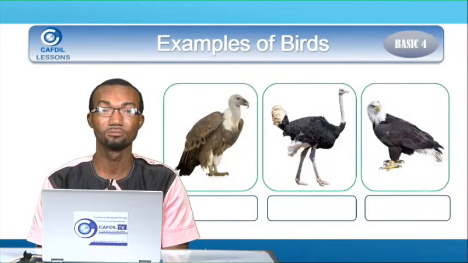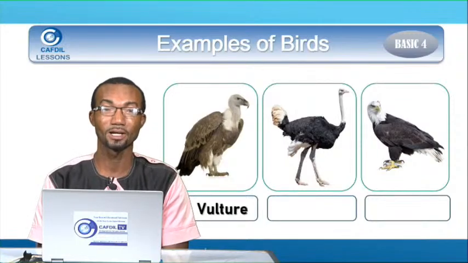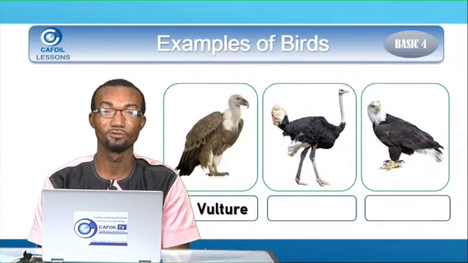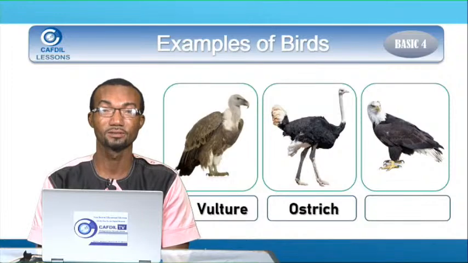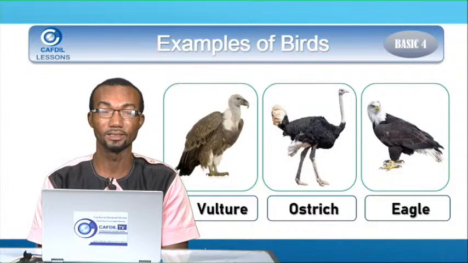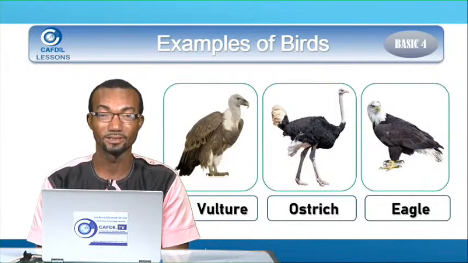Let's look at more. Can you identify any of the birds there? Yes, the first one is the vulture. And you normally see these birds in their numbers when you visit any refuse dump. We also have the ostrich. Then the third one is the eagle. So the vulture, ostrich, and eagle are examples of birds.